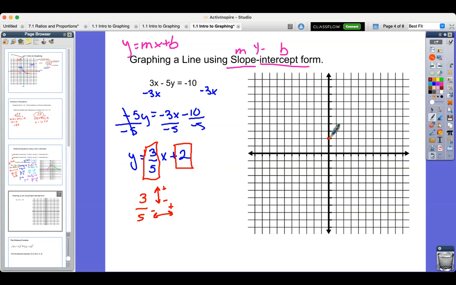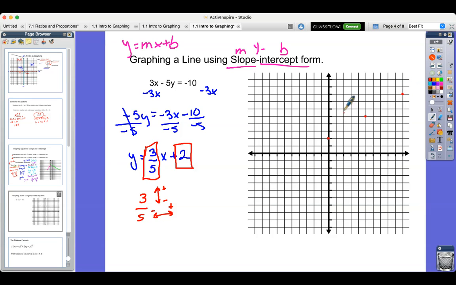So from our y-intercept, we're going to go up a positive 3, 1, 2, 3, and right a positive 5, 1, 2, 3, 4, 5. And then we make a point. And we can keep going: 1, 2, 3, 1, 2, 3, 4, 5.